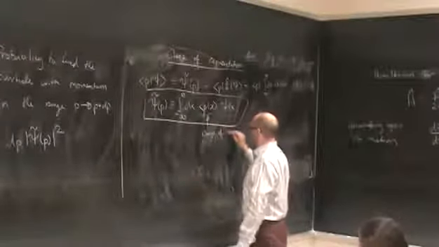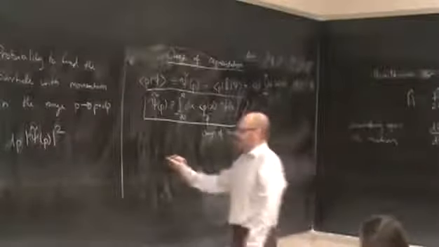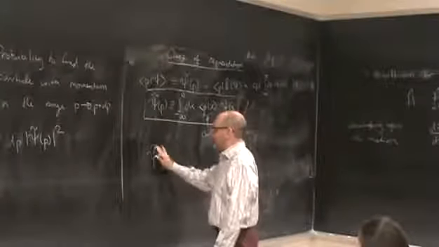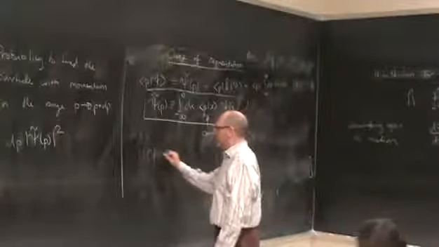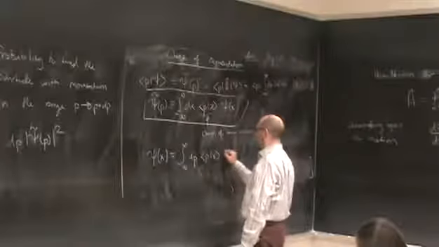Unitary. Similarly, we could do the inverse. We can go from momentum space to position space, and by exactly the same argument, now it's the inverse of this, and the inverse of this is the adjoint, and the adjoint of that is the conjugate, so that's this.